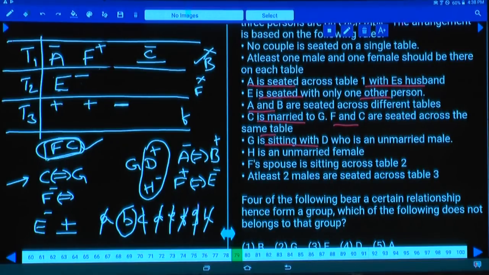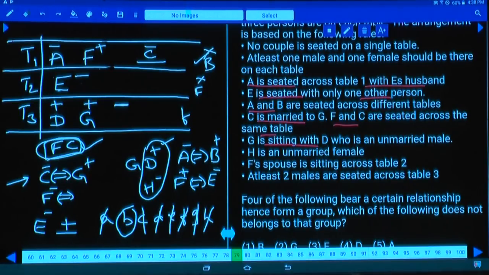The third table. Out of which, is G male or female? G is seated with D. D is a male. D is unmarried, isn't it? D will be here, and G is seated with D. C and G are a married couple. C is a female, hence G is a male, isn't it? Hence G will also be here.